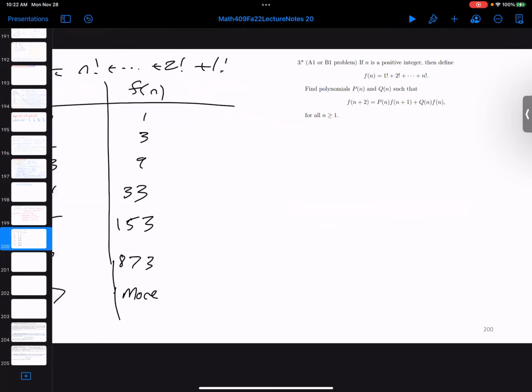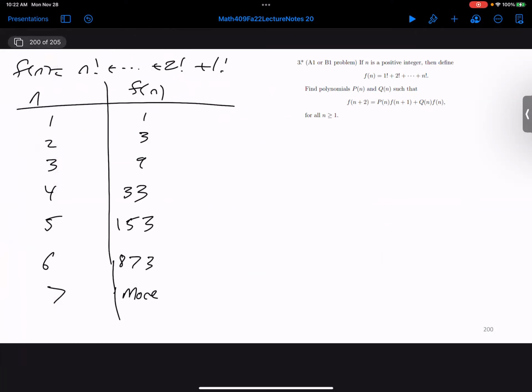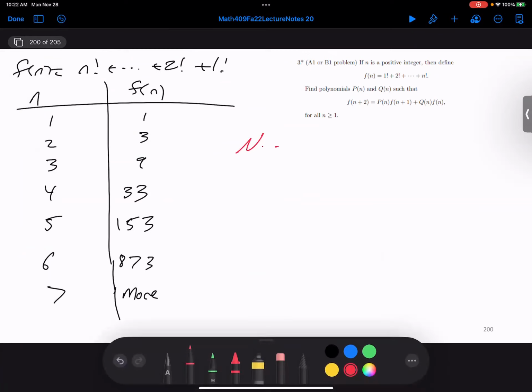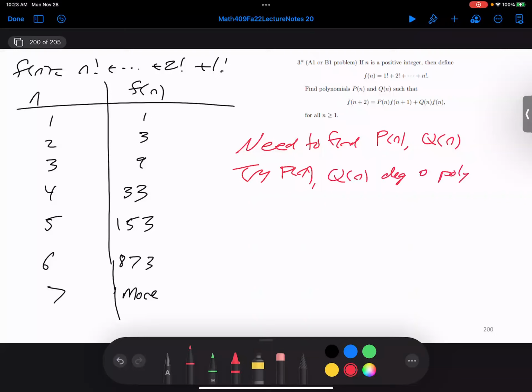So here is the problem again. We claim that there's some polynomials P of n and Q of n that work. So we need to find them. If the world were really simple, what would be P of n and Q of n? Simplest case: constants. So we could try P of n, Q of n as degree 0 polynomials. It's not going to be that hard to figure this out.